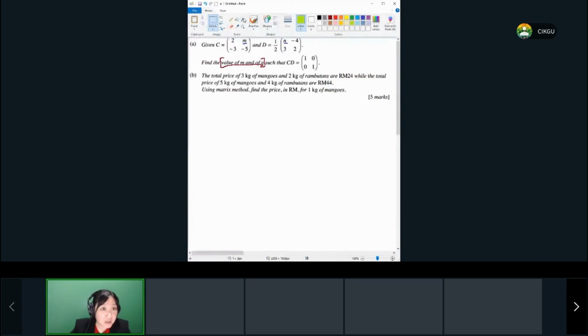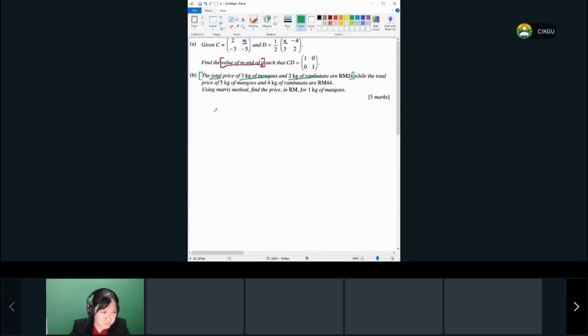Okay, let's go. Green color, good for eyes. What does the question say? The total price of 3 kilograms of mangoes and 2 kilograms of rambutan are $24.